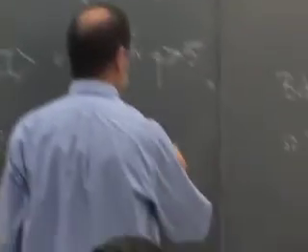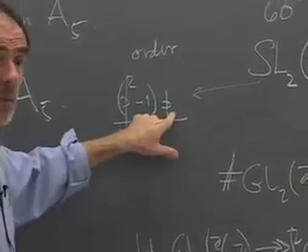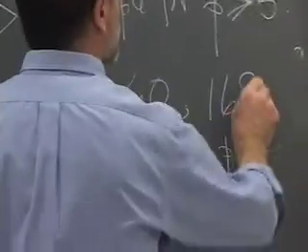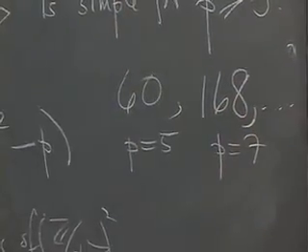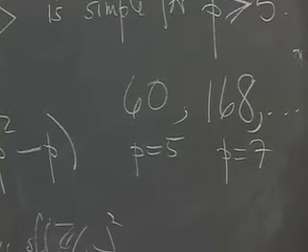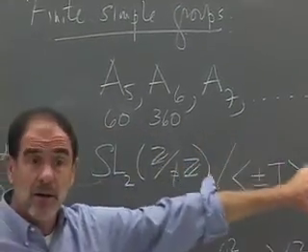p equals 7. The group has order 7 times 48 over 2, 7 times 24, which is 168. That turns out to be the next smallest non-abelian simple group, order 168. So here's an infinite chain of things. Here's another infinite chain. Okay?